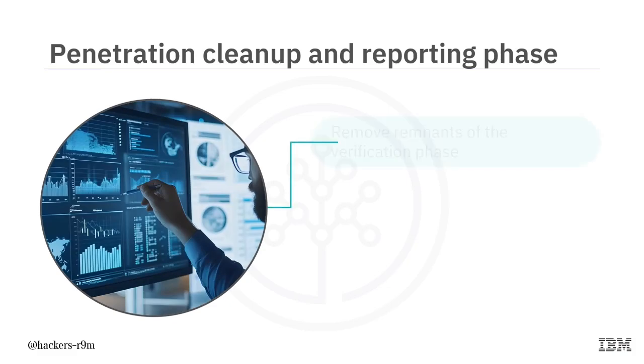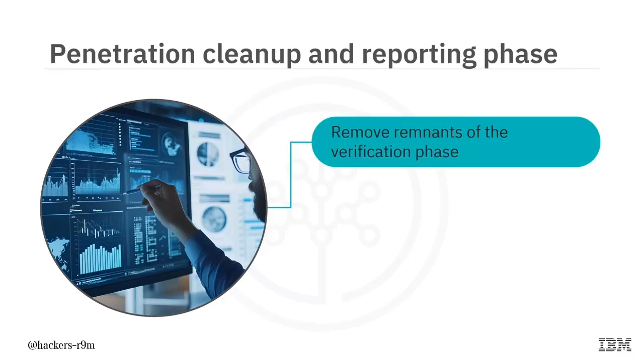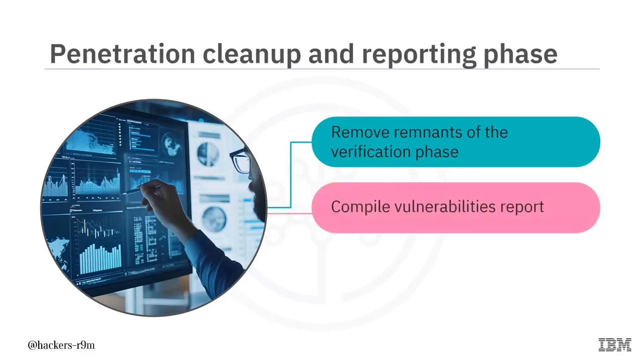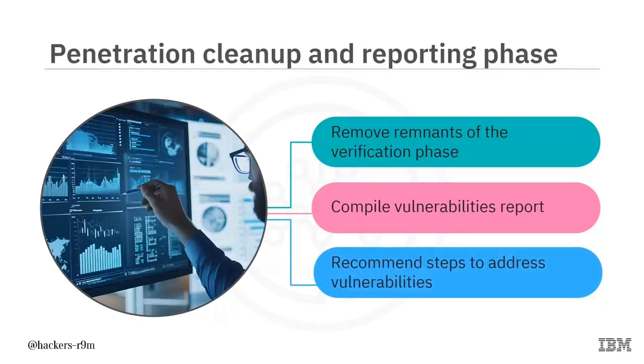During this phase, pen testers remove any remnants of their activity in the verification phase, ensuring no traces, such as backdoors or altered configurations, remain. Subsequently, the pen testers compile a detailed report of identified vulnerabilities, exploitation methods, evasion techniques used, steps taken within the system, and recommendations for addressing the identified vulnerabilities. This report helps the client security team bolster its defenses against actual threats.